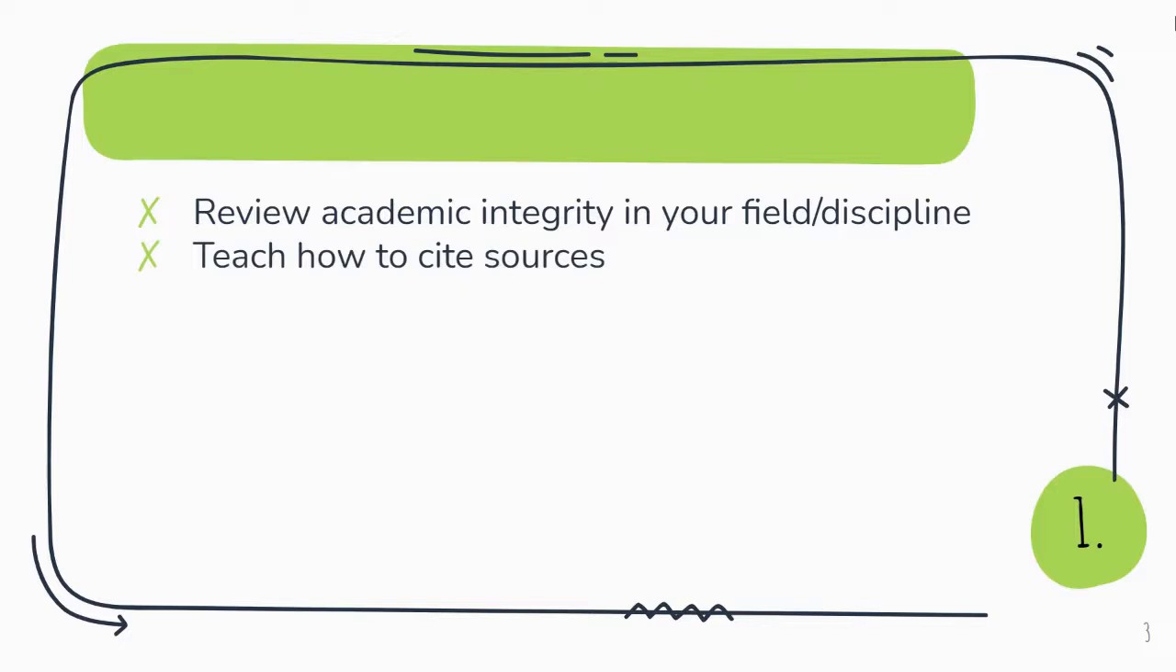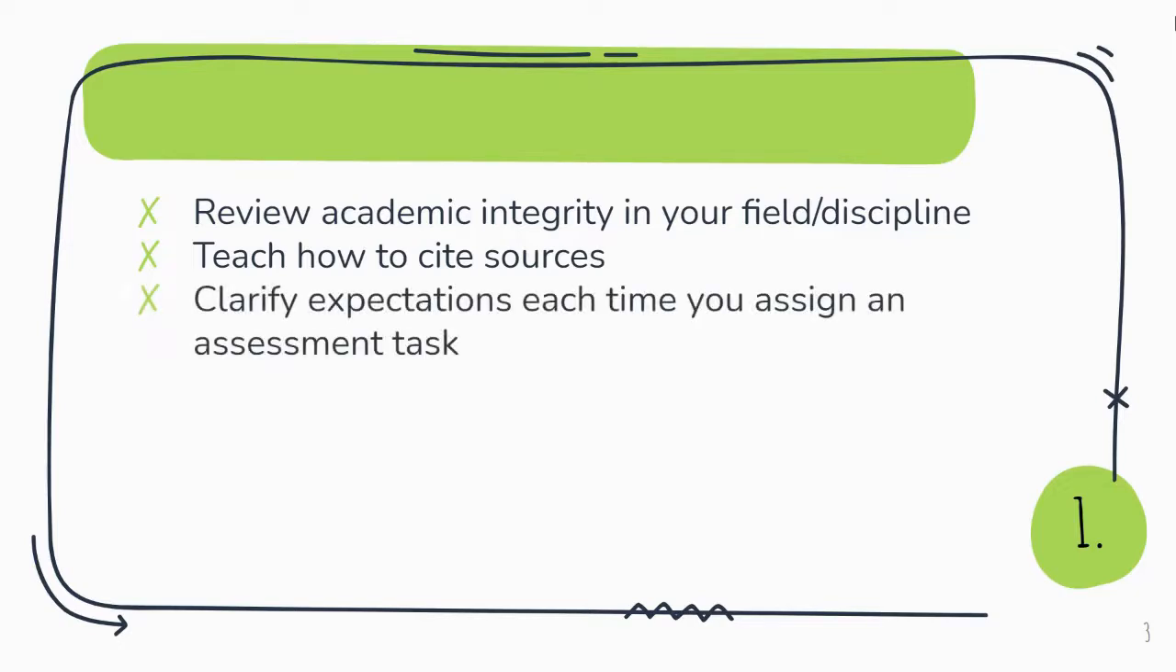Next, teach your students how to cite sources. Even if they're in a grade 11 or grade 12 class, don't assume that they've already covered the different styles of citing sources. Make sure, if you expect them to cite sources, you review that skill before each assessment piece where you would have them do that.